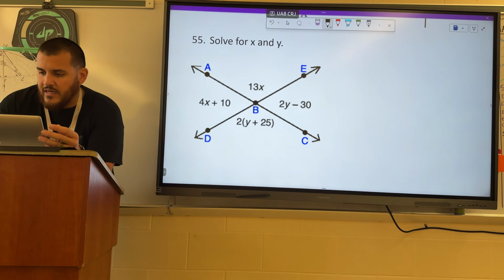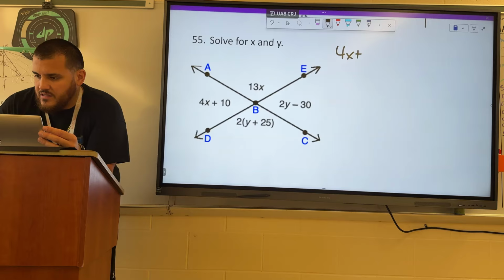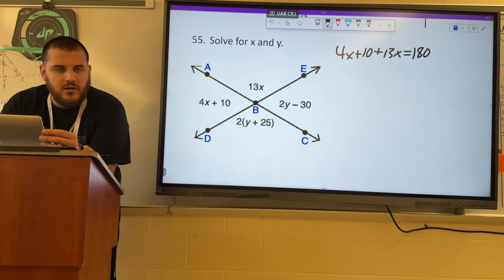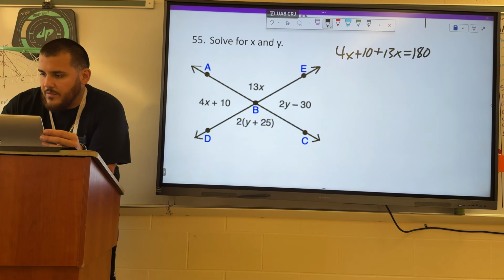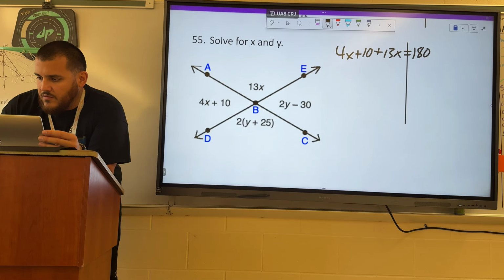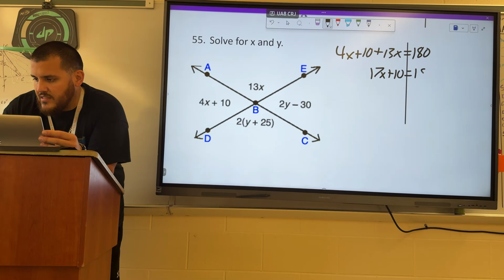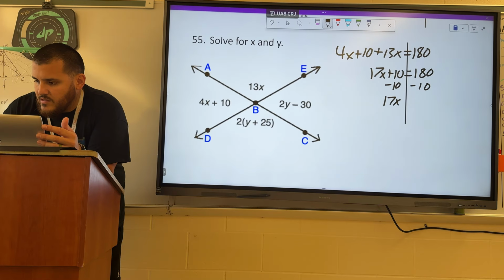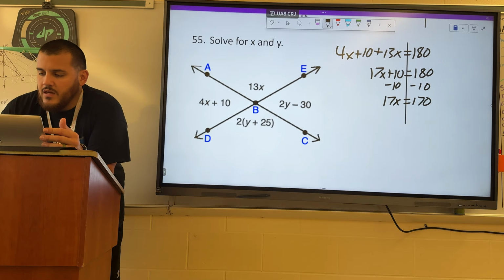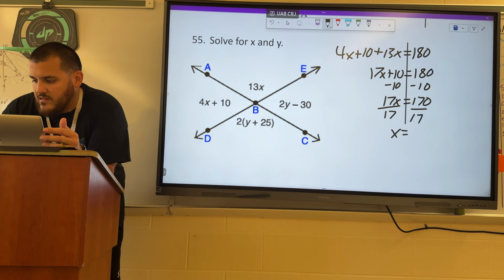Therefore, we can solve for x by stating that 4x plus 10 plus 13x has to equal 180 degrees, and we can do our algebra from there to solve. 13x and 4x combined to give me 17x's. Still have the plus 10. I can get that 17x alone now by subtracting 10 from both sides. It gives me 17x equals 170. I can then divide both sides by 17 to get x equals 10.